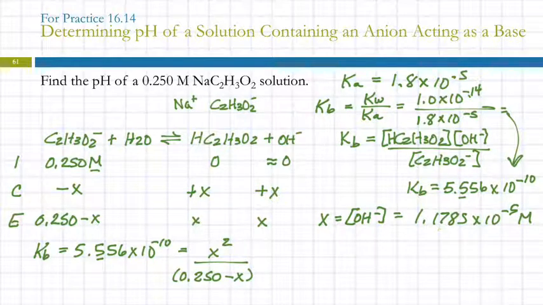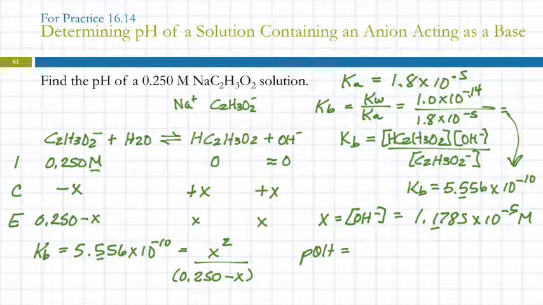Anybody else get that? 1.1785 times 10 to the minus 5. It's my hydroxide ion concentration. But we want the pH. So we're going to find the pOH. Here's a calculator shortcut. If you just do the log of 1.1785 times 10 to the minus 5, it'll give it to you as a negative number, and then you can just add it to 14.